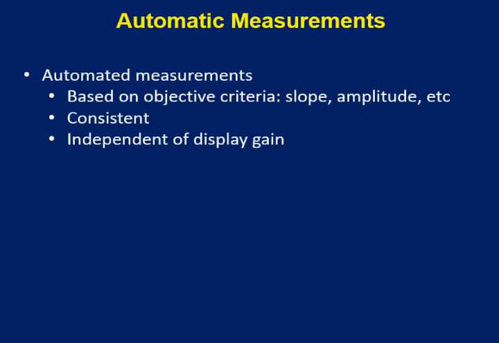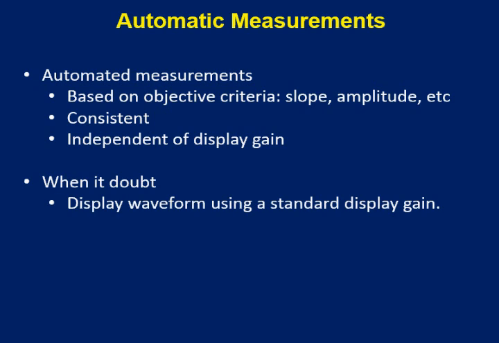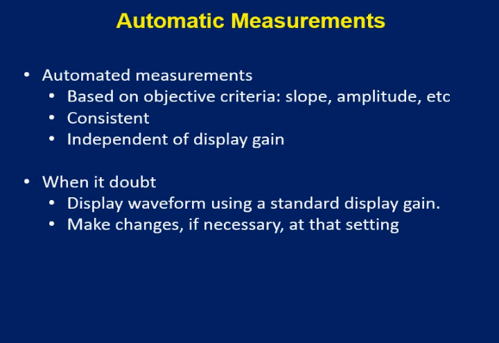Hence, I rely on automated measurements as far as possible. When I'm not sure, I display the signals using a standard display gain setting. I use 1 millivolt per division. You can use whatever setting you like. If the marker position looks wrong, I make the corrections at that setting.